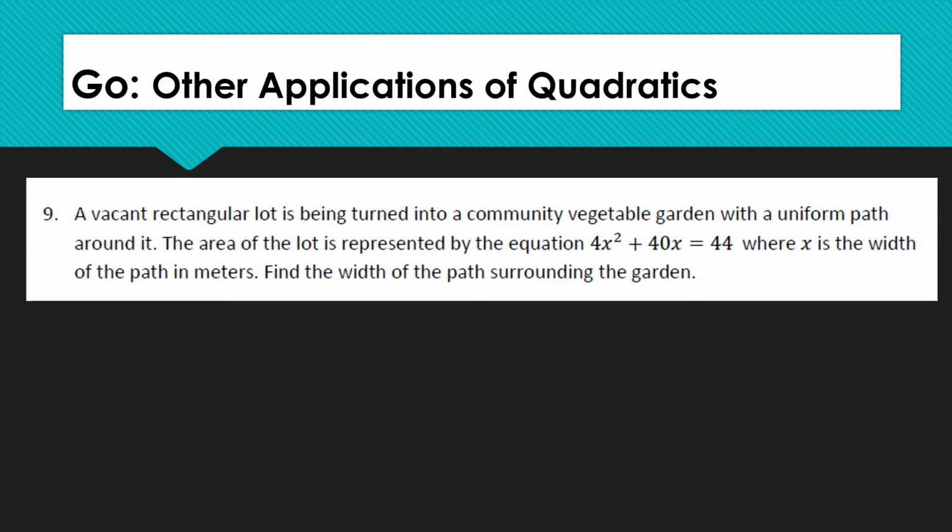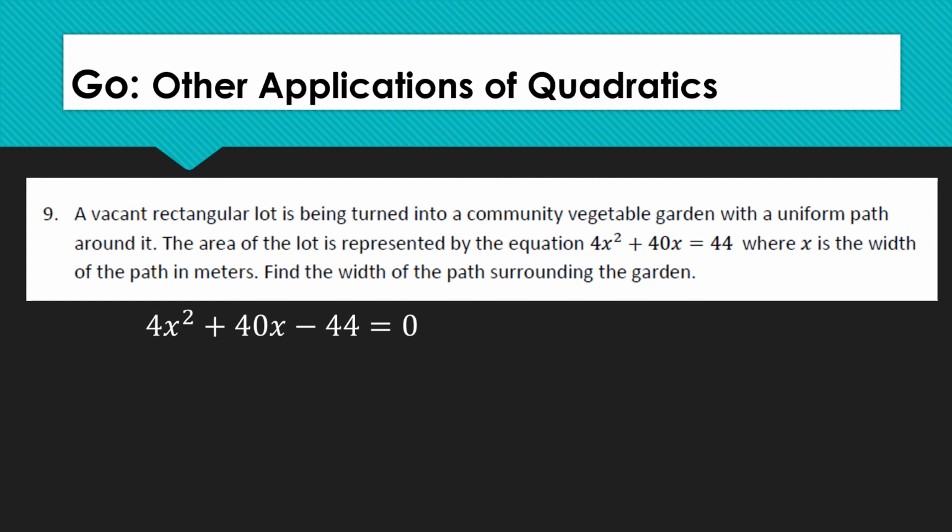They give you the area of the lot represented with a trinomial equation, and they tell you that the width of the path is x meters wide. And that's going to be the same coming out from all four sides of the vegetable garden. So we're going to start with our equation.